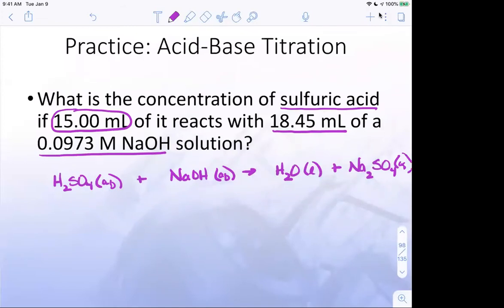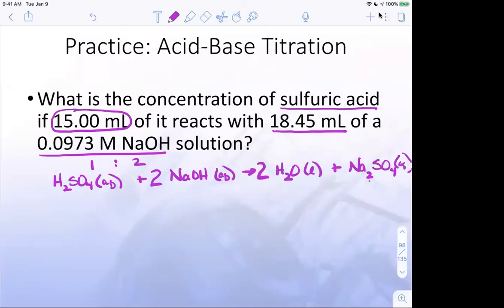Notice this is not balanced. I have a 2 here because I have 2 sodiums on the product side. And now I have 4 hydrogens on the reactant side. So I'm actually making 2 molecules of water. So this is a 1-to-2 stoichiometric relationship.